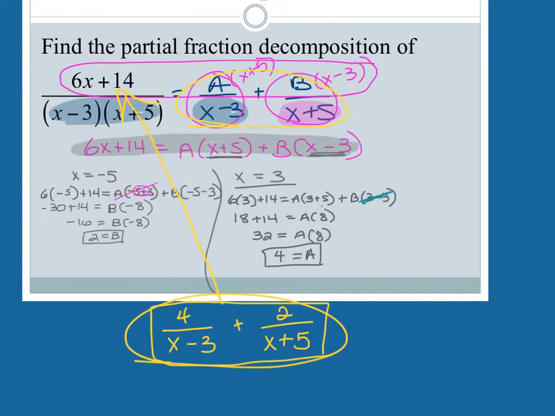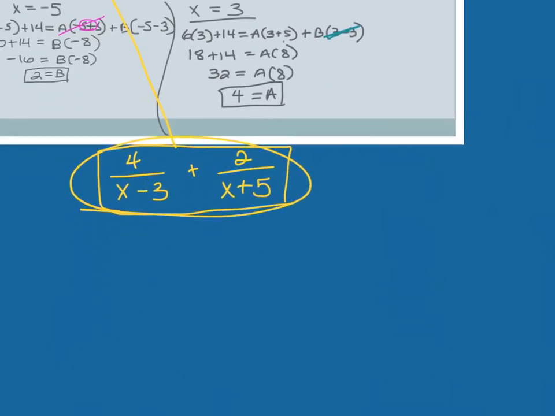So my least common denominator is going to be x minus 3 and x plus 5. I'd multiply the 4 times the x plus 5, the 2 times the x minus 3, simplify it, and you should get 6x plus 14. So I would actually try to get this to have a least common denominator, which would be the product of these, right? So x minus 3 times x plus 5. And then this one's missing the x plus 5.